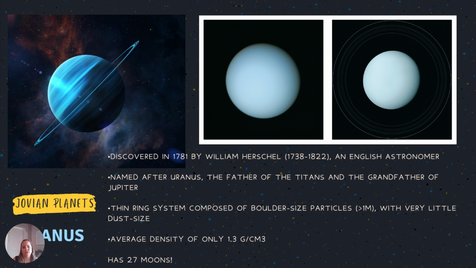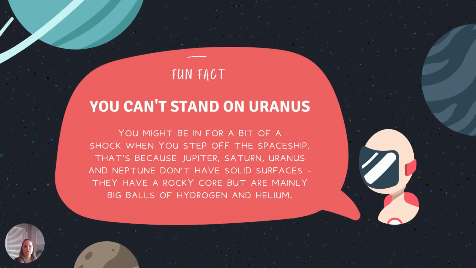So this one is also interesting because it rotates on its side. Instead of rotating kind of up and down like the other planets, it rotates on its axis, on its side. So, fun fact, you can't stand on Uranus. You might be in for a bit of a shock when you step off a spaceship.